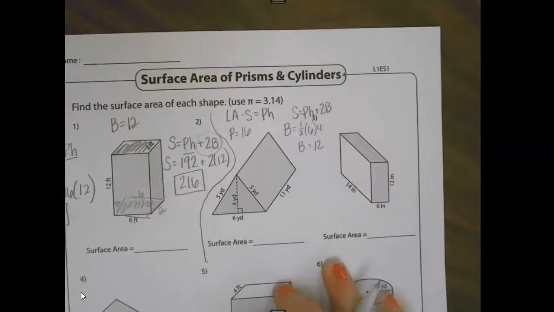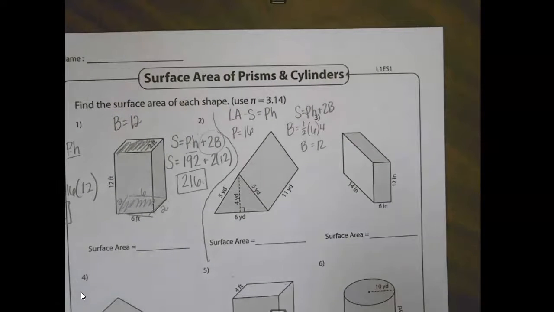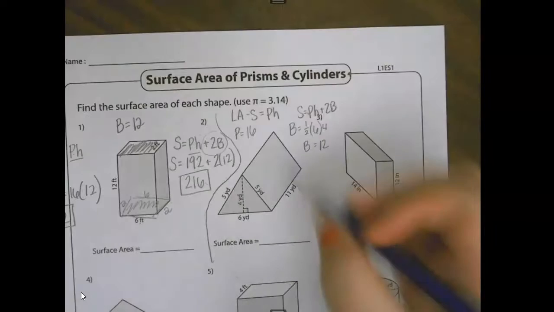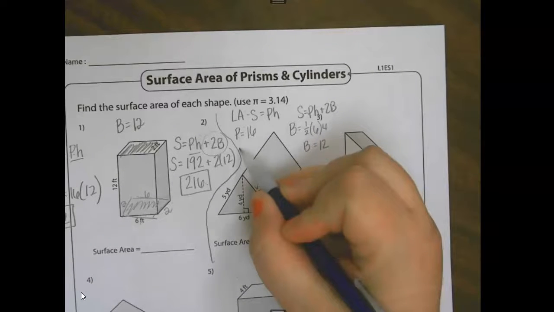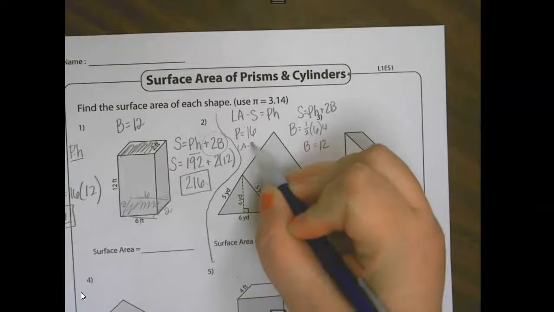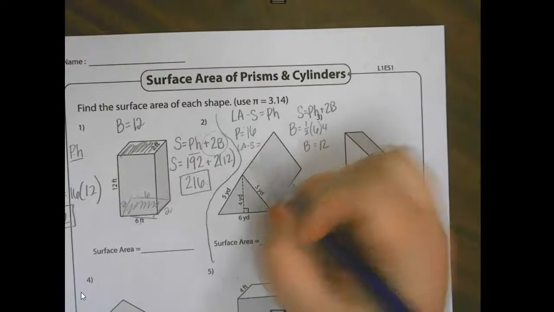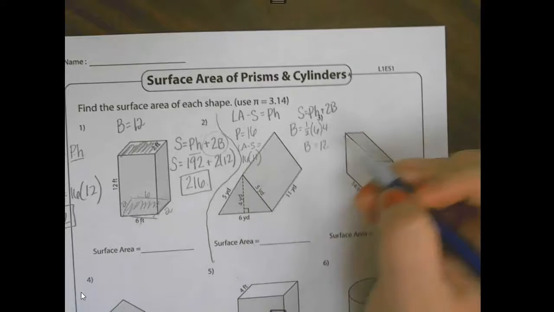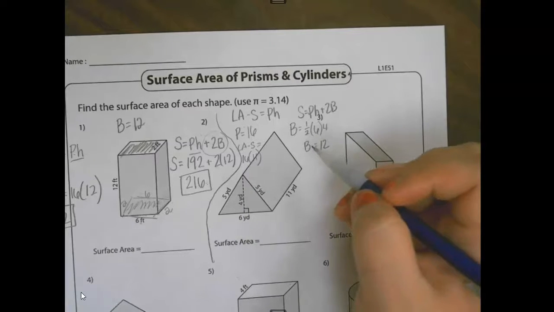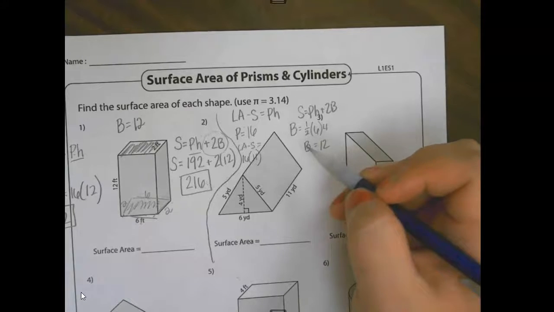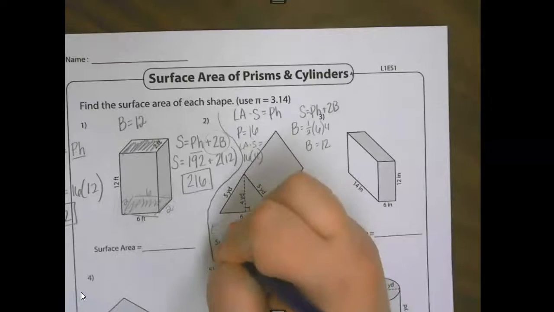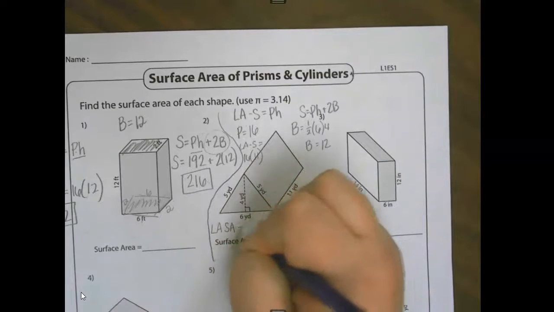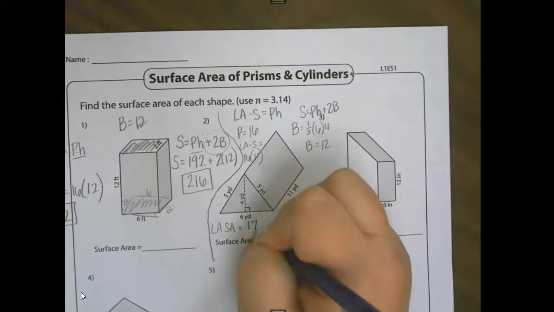Everybody likes doing it a little bit different, so I'm just showing you there are different steps to it. What we can do, I should have written smaller, sorry. I'm going to do P, 16, times that height, 11. So 16 times 11, which is going to give me 176. So my lateral surface area is 176.